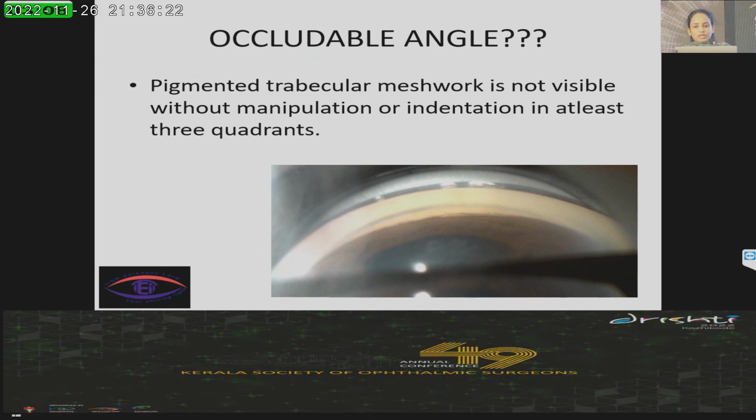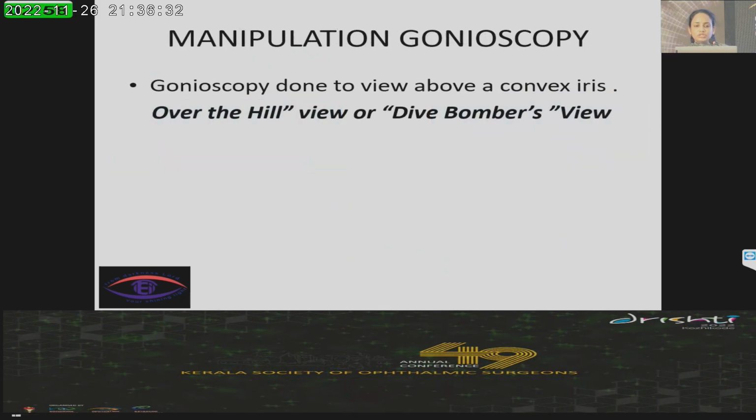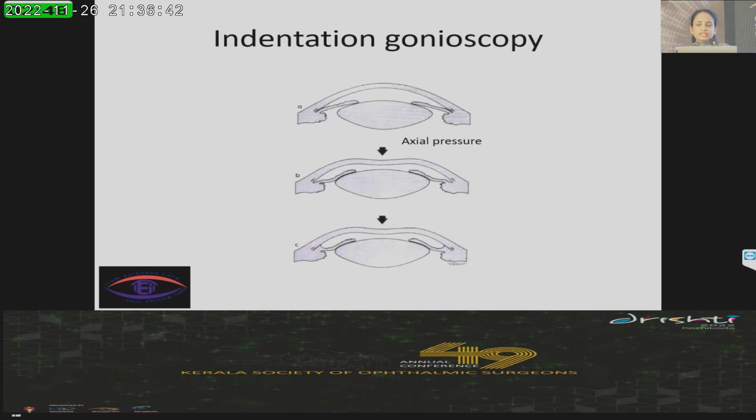If the pigmented trabecular meshwork is not visible without manipulation or indentation in at least 3 quadrants, it is called an occludable angle. Then you have to do a dynamic gonioscopy, which can either be a manipulation or an indentation gonioscopy. Manipulation gonioscopy is the one which you do with your 2 mirror lenses. Here either you can ask the patient to look towards the mirror or you can tilt the lens towards the angle. Indentation gonioscopy is done with the 4 mirror lenses.